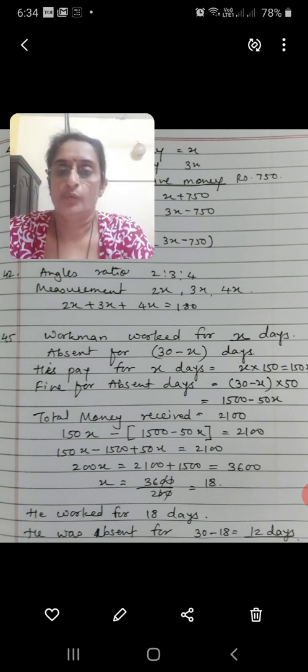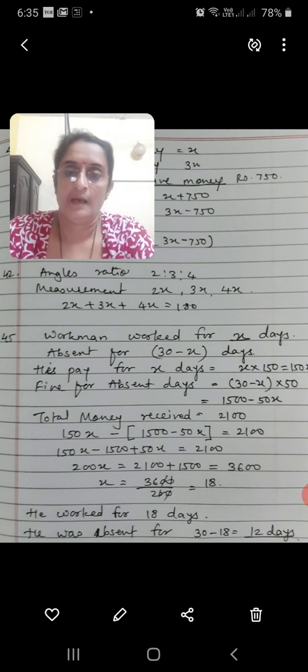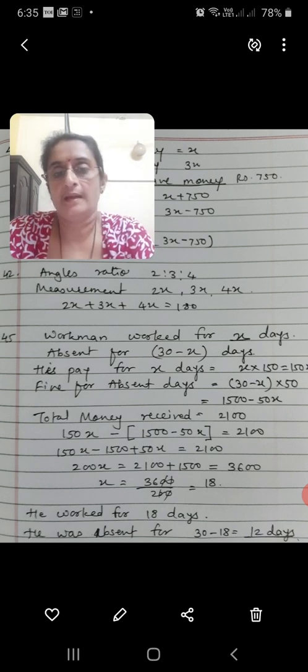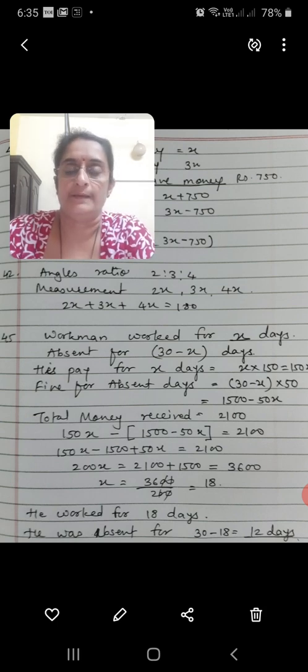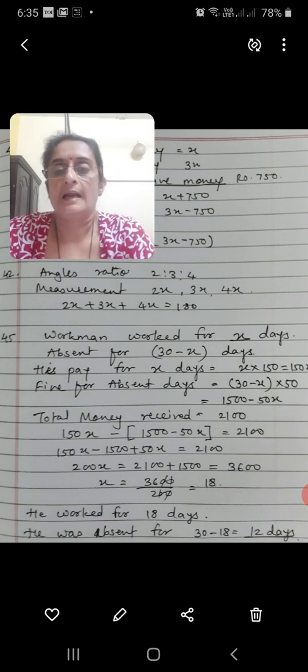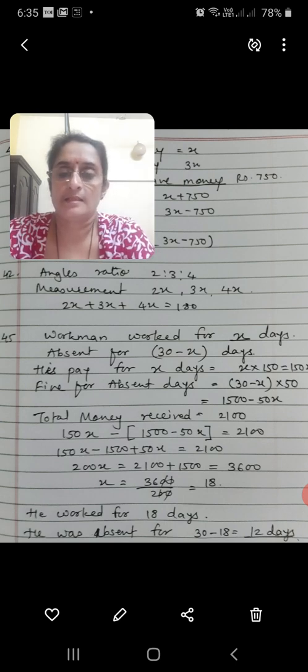A man works for 30 days. If he works, he will get 150 rupees. And if he is absent for one day, 50 rupees is subtracted. Fine, that is fine. And then at the end of the month, he has got 2100 rupees. So you have to find out how many days he was absent from work.